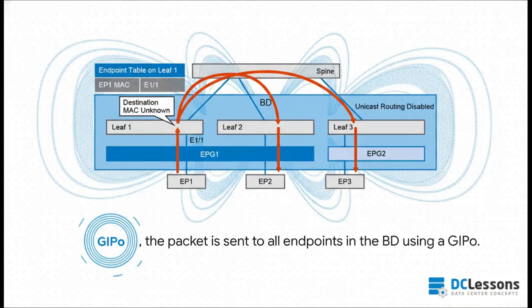Now let's compare that to the flooding option. When the MAC is unknown here, the leaf doesn't send it to a specific spine. Instead, it wraps the packet up with a special multicast address. We call this the Group IP Outer, or GIPO. Every single bridge domain gets its own unique GIPO, which makes sure that this flood is strictly contained only to the switches that are actually part of that specific BD.